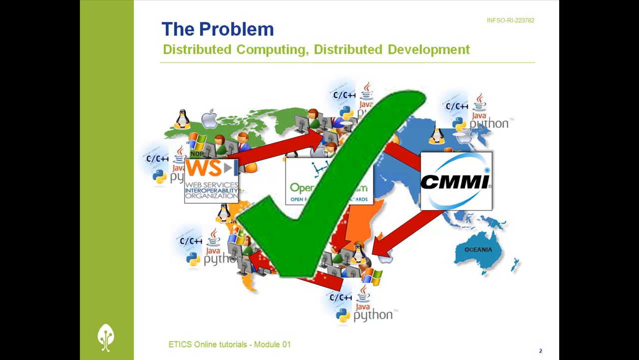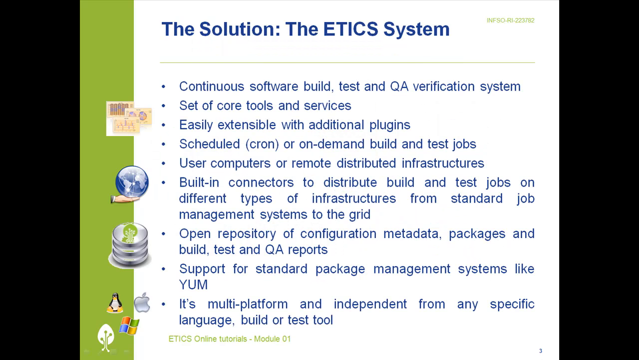How does ETICS play a role in this? ETICS is a continuous build, test and quality assurance validation system. It comes with an extensive set of built-in features, tools and services and can be easily extended by adding plugins. It can be used to execute scheduled jobs using cron tasks or on-demand user jobs. Jobs can be executed directly on a user computer or submitted to remote distributed infrastructures.